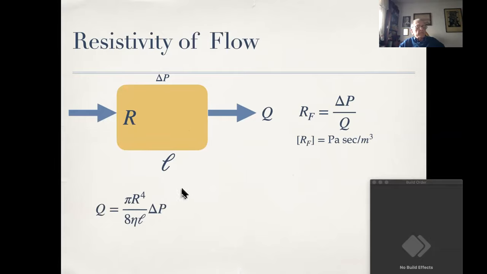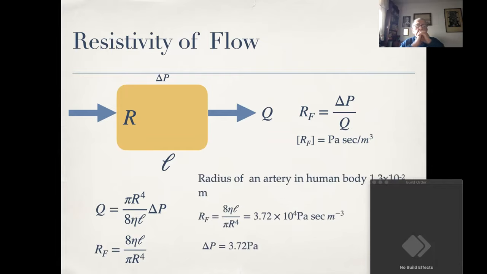And if we use the Poiseuille law, we can easily calculate that the resistivity is just that quantity. So the rate of flow is proportional to the fourth power of the radius, but the resistivity is inversely proportional to r to the fourth. So let's calculate how it is. The radius of an artery in the human body is about 10⁻³, slightly smaller. Then, using the values from my table, I can calculate the resistivity. And out of that, I can calculate the average pressure difference in our arteries, and that is 3.7 pascals. It's slightly larger than for the dog. All right.